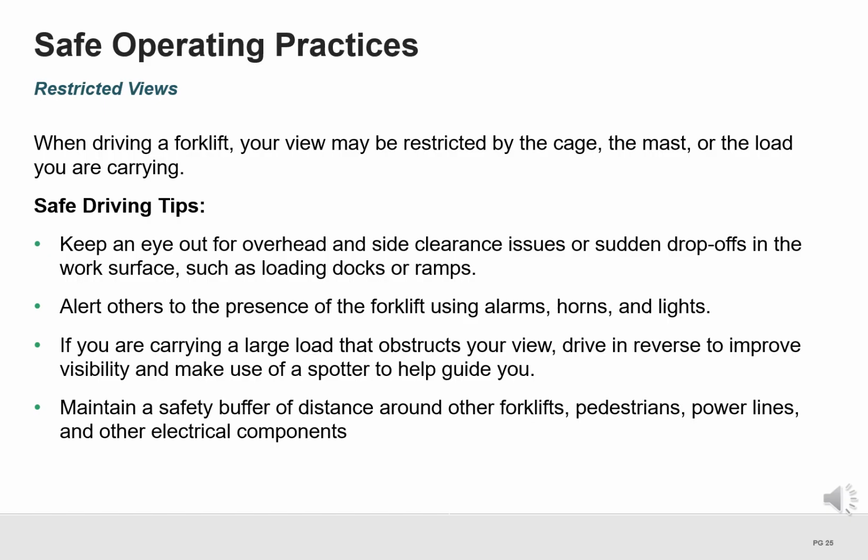Use horns, lights, and alarms to alert others to your presence. If your load blocks your view, travel in reverse and use a spotter when needed. Maintain a safe distance from other forklifts, pedestrians, and hazards at all times.